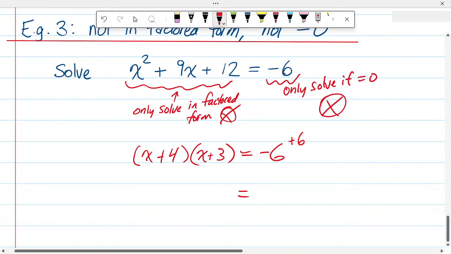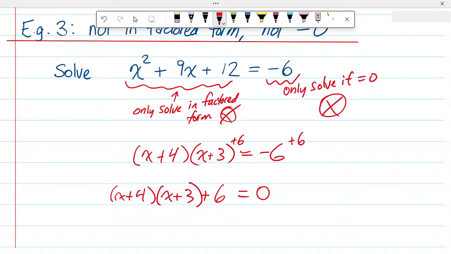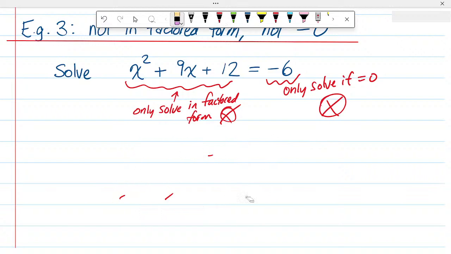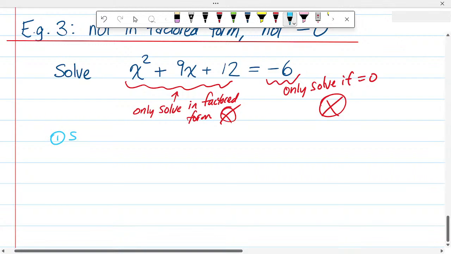What's that going to make this side equal? 0. What will we have over here now? We will have x plus 4, x plus 3, and then it would be plus 6. Is that factored form anymore? No. This part of it is factored, but the whole point of factored form is that outside of brackets, the only operation we're doing is multiplying. Are we only multiplying here now? No. So you can't do the factoring first because even though you factor it, you won't end up in factored form. Does that make sense?